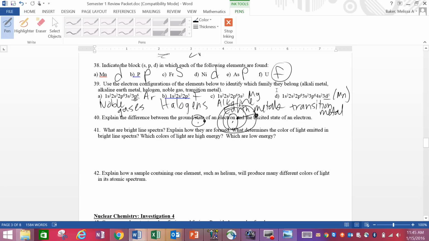41, what are bright line spectra? How are they formed? What determines the color of light? What colors of light are high energy and what are low energy? All right, so bright line spectra are basically fingerprints of elements. You might remember these. We were looking through the spectroscopes at the different gases, and for each one we saw different bands of color when that prism broke the light down.